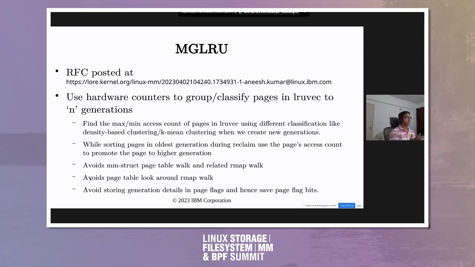There are a few advantages of doing that. One is you can completely skip the page table walk, because we are not looking at the reference bit for doing the generation walk. You don't need to do page table lookups during the RMAP walk, so that cuts the cost of some of the page table walk. And if you really say that you don't want to save generations in page flags, we could save that bit and avoid saving generations in page flags. There are approximately 6 bits that we use in page flags, which can be saved by doing this.